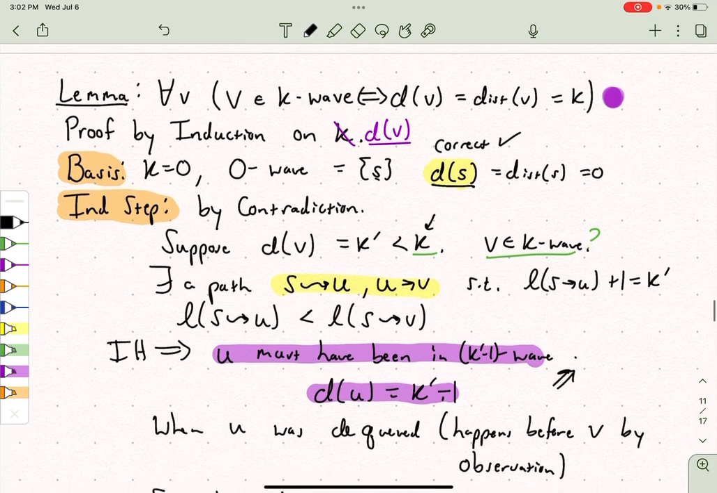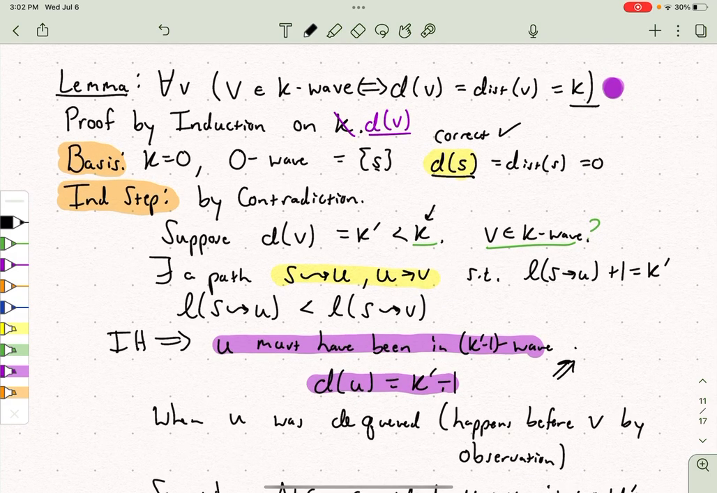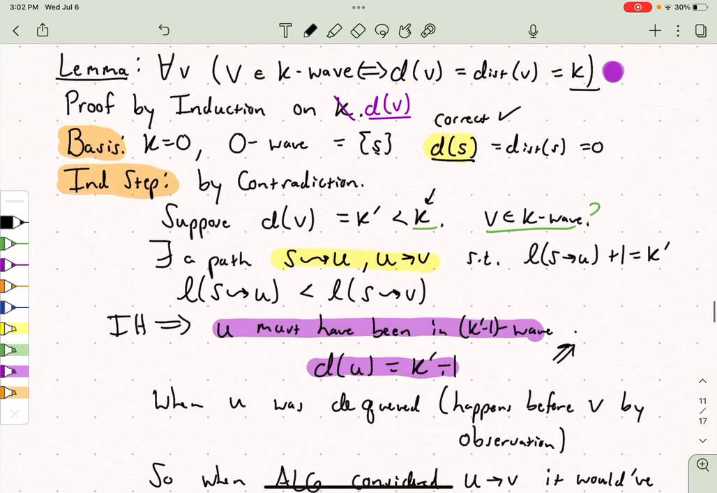So this is just an example where sometimes you need to strengthen your induction hypothesis or your lemma in order to get everything to work out. And sometimes things that are obvious, like using this k wave, are too good to be true, and you really should use the more standard thing like distance.